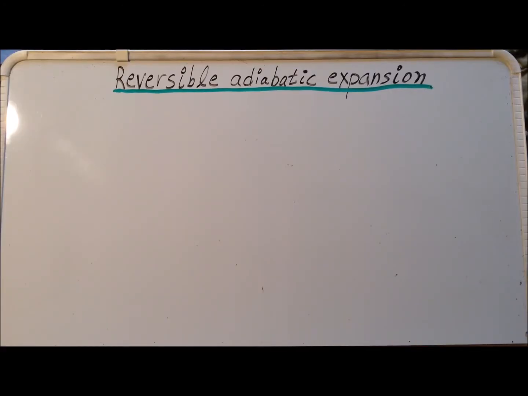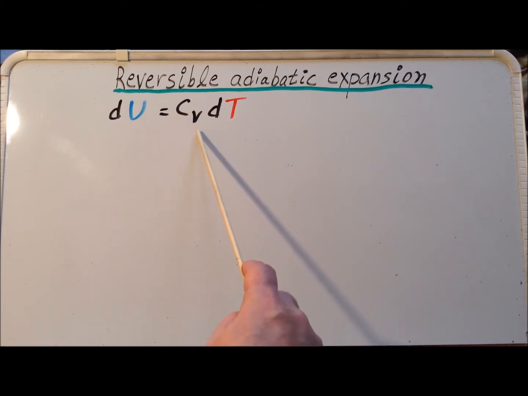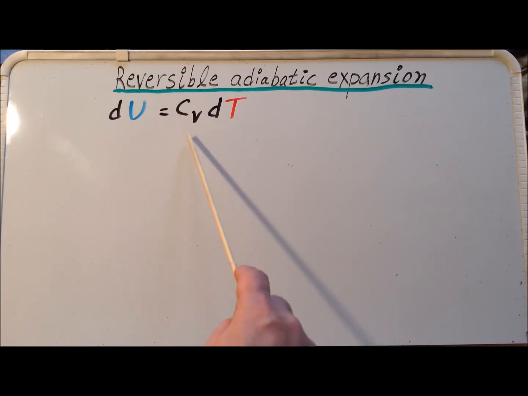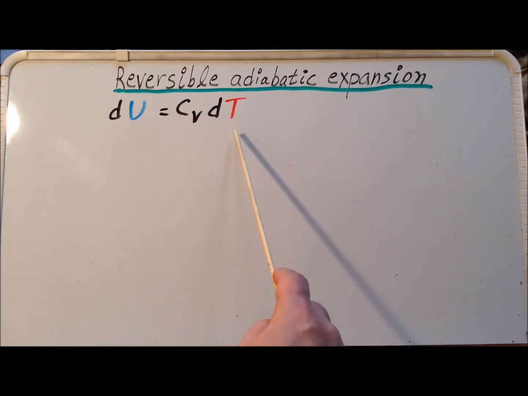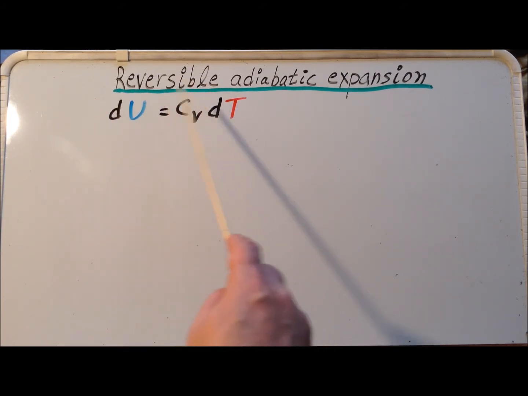Hello. In this video, we are going to derive an expression for the reversible adiabatic expansion of an ideal gas. First, we recall that dU, where U is the internal energy, is equal to C sub V, the heat capacity at constant volume, times dT. This is simply a rearrangement of the definition of the heat capacity at constant volume, which is the change in the internal energy per unit temperature.